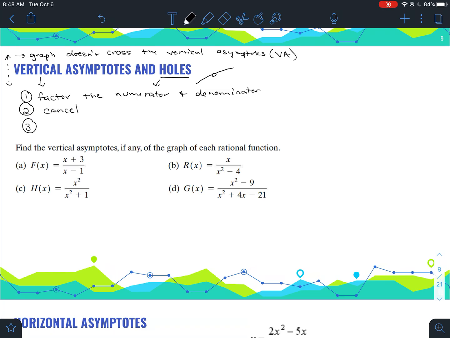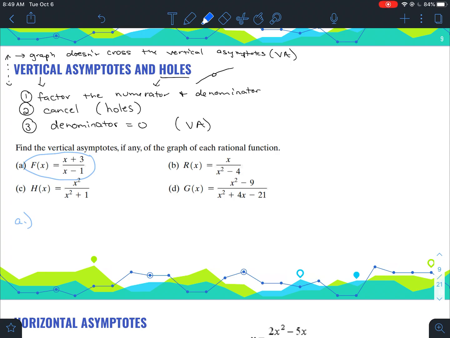And then step 2 is you can cancel. And then step 3 is you're going to set the denominator equal to 0. And whatever's left, those are going to be vertical asymptotes. So whatever makes the denominator equal to 0 after you factor and cancel is going to make vertical asymptotes. Whatever cancels makes the holes. So what do I mean by that? Well, let's look at our first example.